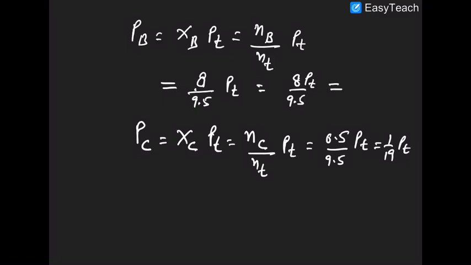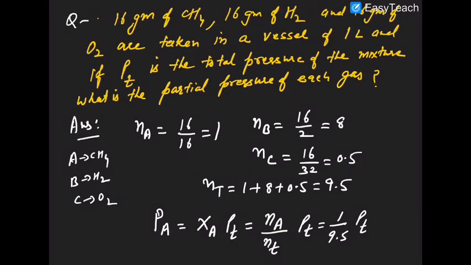It is 16 by 19 of P total. And that is 2 by 19 of P total. Easy? That is too easy.